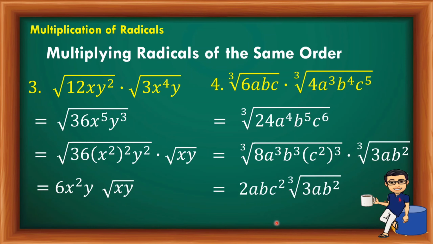Ngayon, pag kinuha ang cube root ng 8 ay 2. Cube root ng a to the 3rd ay a kasi parang cancel na yan. B to the 3rd, ganun din, b. C ay to the 2nd, mawawala na itong to the 3rd because of this, kaya c to the 2nd. Tapos hindi na to perfect cube, kaya kinopya na lang ang cube root of 3ab squared. Okay? So that's the first method.